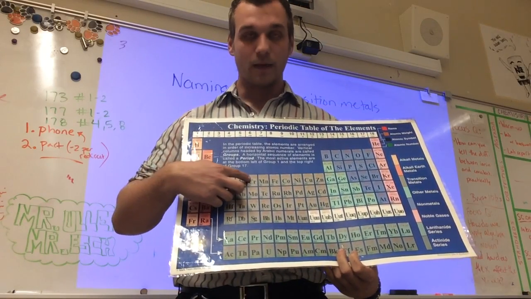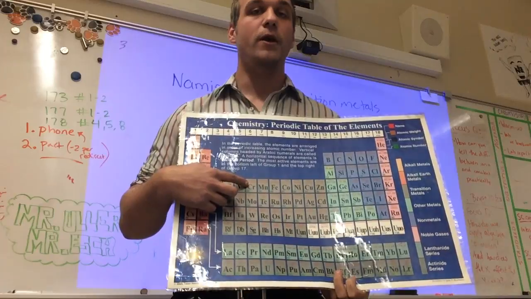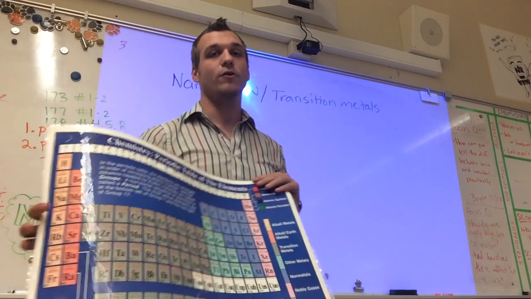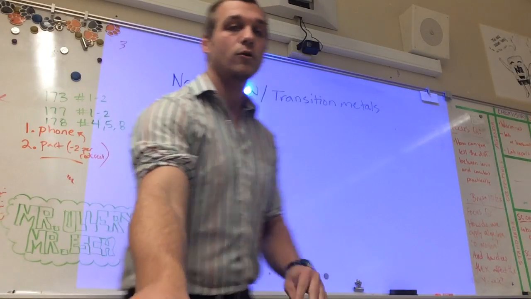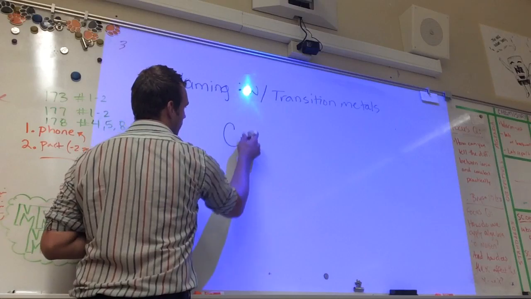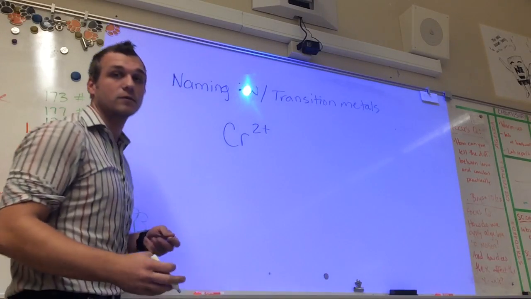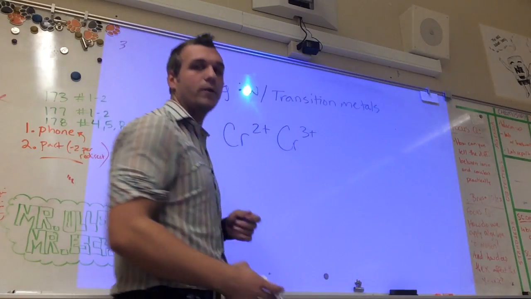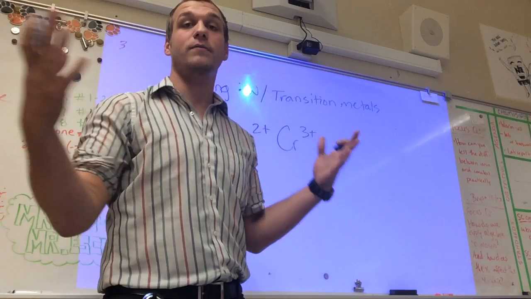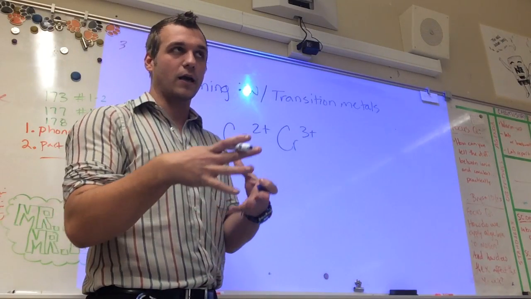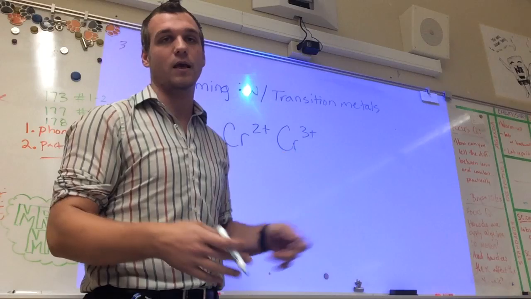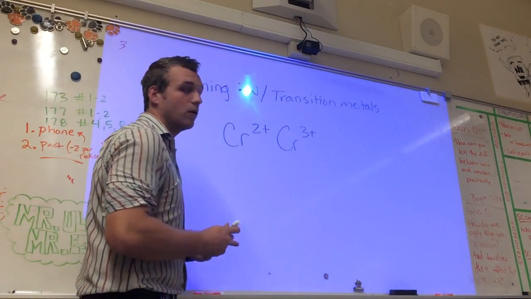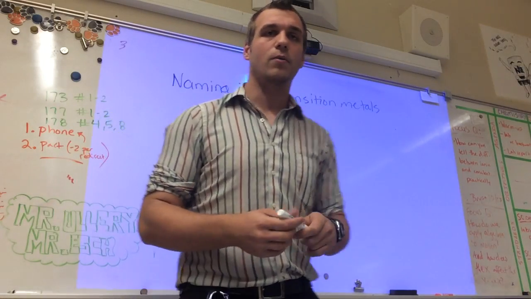If we look at it, let's look at chromium, for example. Chromium can have different oxidation numbers, meaning different charges. Sometimes chromium is going to be 2 plus. Sometimes chromium is 3 plus. Chromium's really weird because it can be as much as 4, 5, 6, 7 plus. That means it can actually gain or lose, in this case, 6, 7, 8 electrons, or 2 and 3 in this case. Okay?